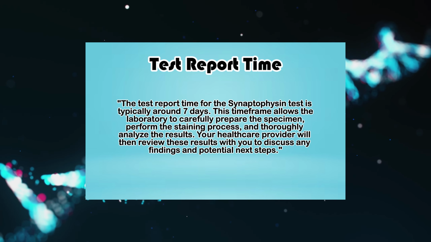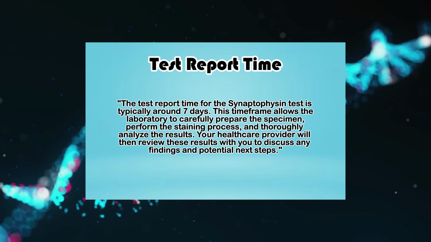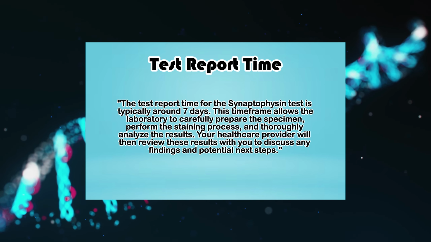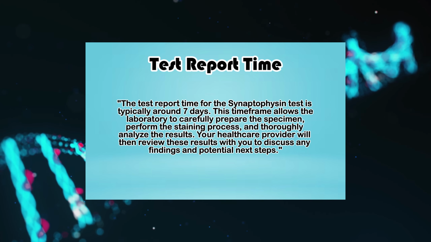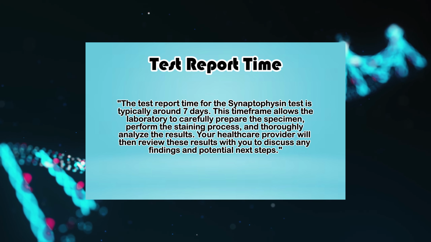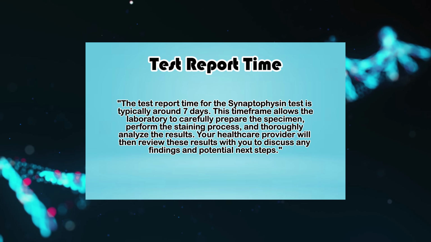Test report time. The test report time for the synaptophysin test is typically around 7 days. This time frame allows the laboratory to carefully prepare the specimen, perform the staining process, and thoroughly analyze the results. Your healthcare provider will then review these results with you to discuss any findings and potential next steps.